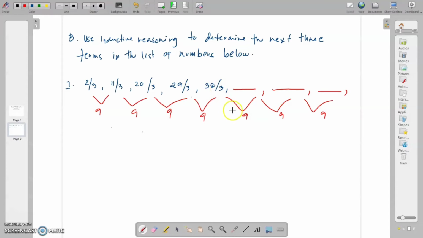So, 38 plus 9 equals 47/3, copy the denominator 3. The next is 47 plus 9 equals 56, same, copy the denominator 3. And 56 plus 9 equals 65, copy the denominator 3. So as you can see, the difference of each fraction is 9. So next is number 2.